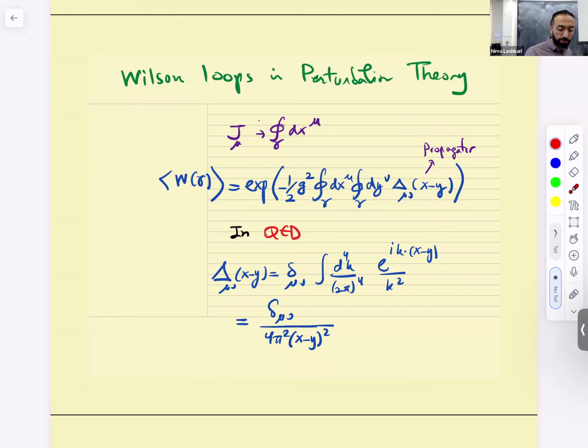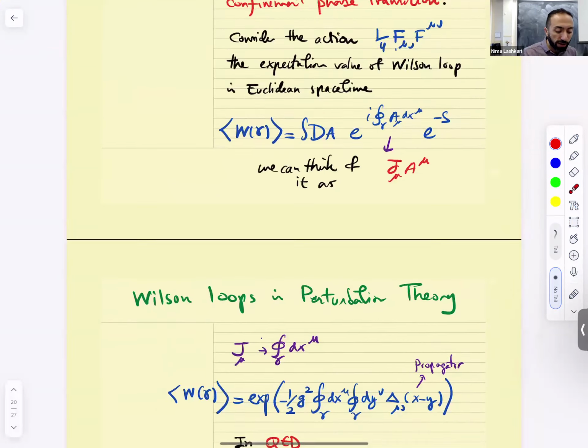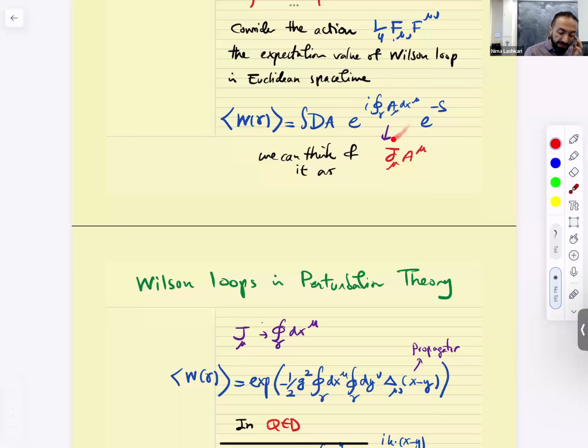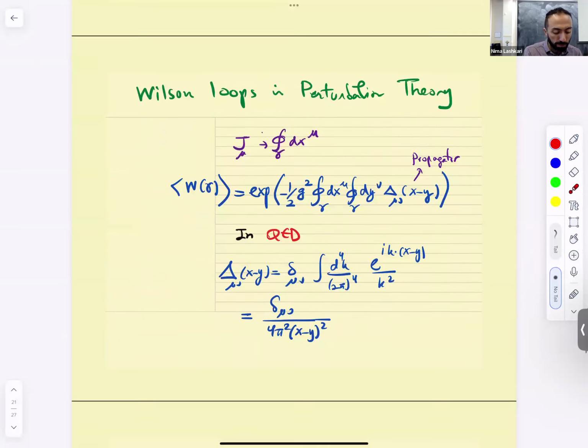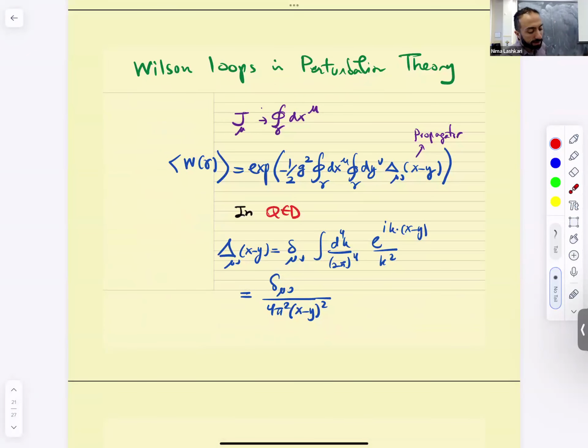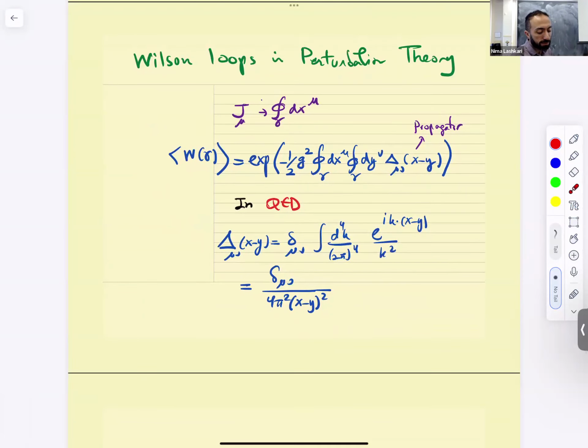That's good. So basically what I'm doing is I'm inserting this inside the path integral. I'm treating the integral of dx mu over gamma as if it's a source. That's what I'm doing. In QED, the 2-point function, the propagator, is just delta mu nu over, it's (x minus y) squared. That's the only thing it can be because it's a massless mode, right? That's what it has to be. All right, that's good. So let's plug it in.